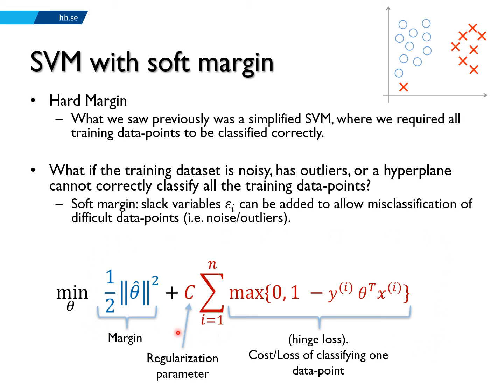And this cost function contains two parts. The first part is actually what we had previously. This part expresses the fact that we want to maximize the margin. So as we saw previously, by minimizing the norm of the parameters vector, we are actually maximizing the margin, right? So by minimizing this part, we want to achieve more generalization. And the second part here is the cost for misclassifying the training examples. This part here is the cost or loss for misclassifying one training example. It is called the hinge loss. We will see this shortly after.